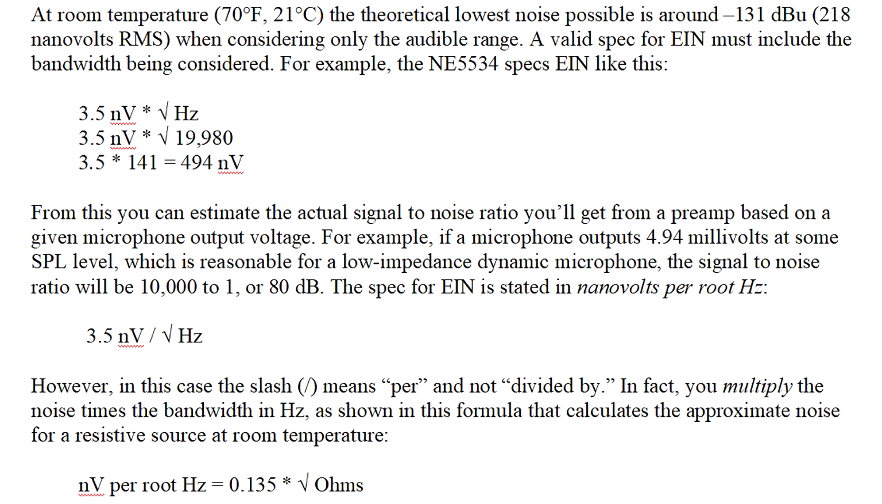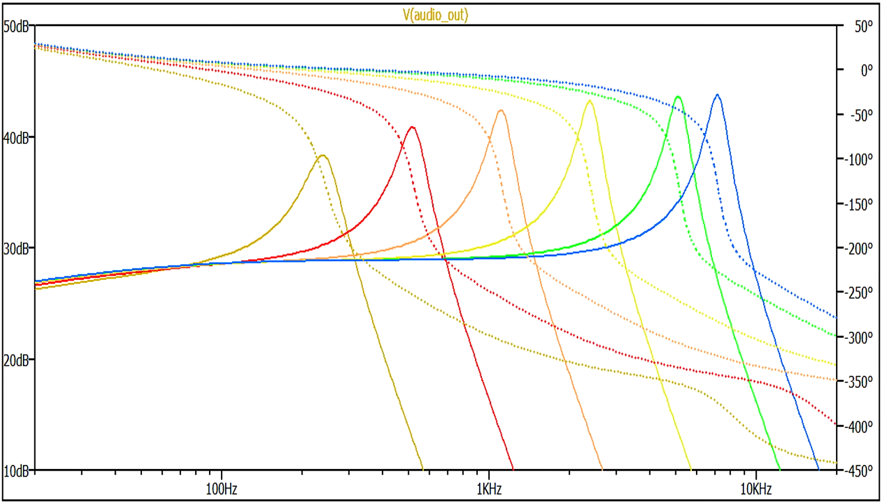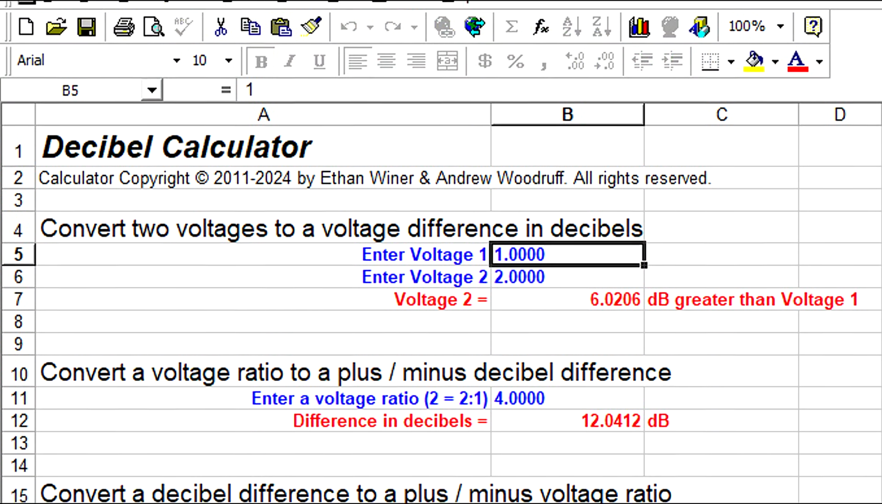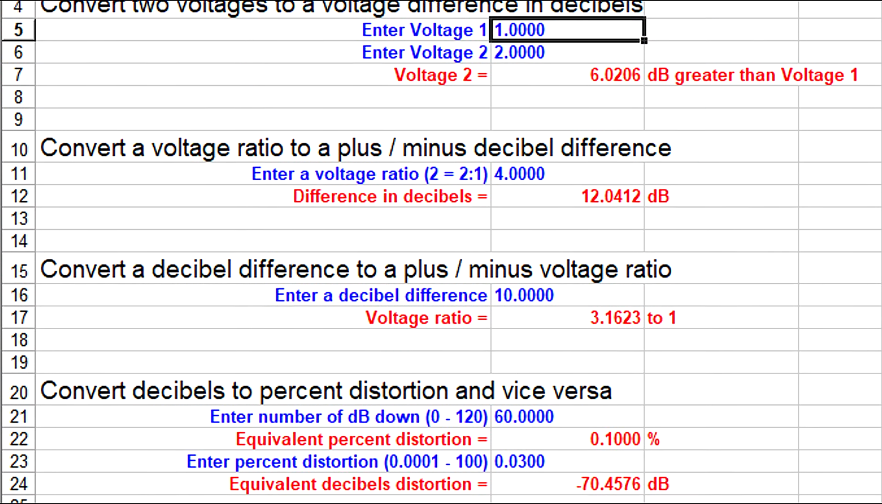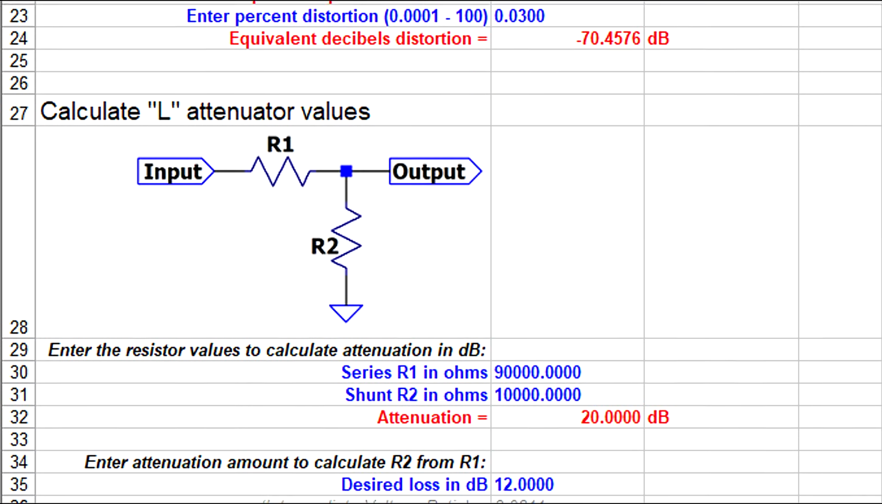The microphone preamp section explains how to compute equivalent input noise, and from that, determine the signal-to-noise ratio you can expect. Also included are all of the audio circuits needed to create a complete Moog-style analog synthesizer. Other spreadsheets include decibel calculations for voltage differences, attenuator resistor values, and distortion amounts.